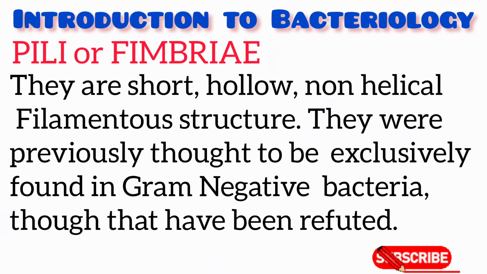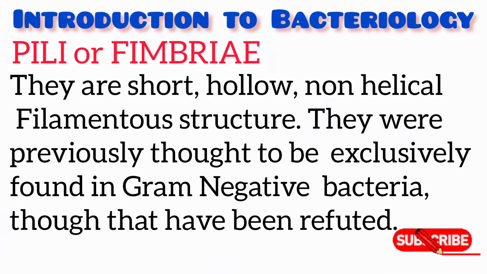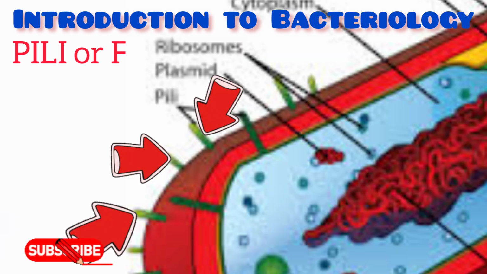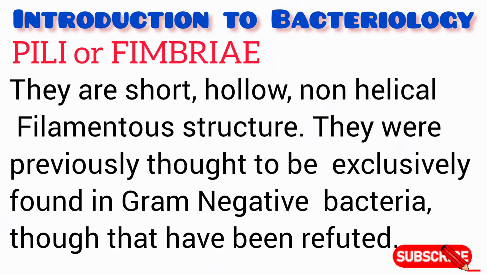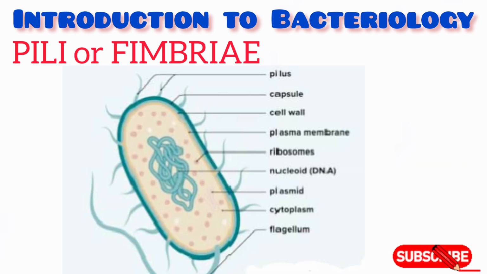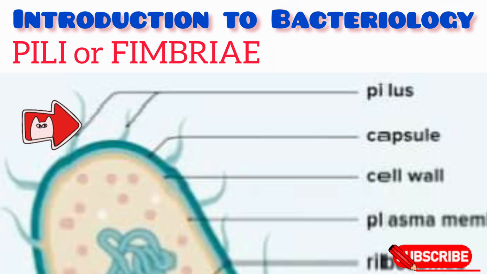The next external structure we are going to discuss is the pili, singular pilus. They are actually short, hollow, non-helical filamentous structures. They were previously thought to be exclusively found in gram-negative bacteria, though that has been refuted. However, the formation of pilus differs in gram-negative bacteria and gram-positive bacteria. Let's take a look at the diagram of the bacteria being displayed on the screen. You can see the label of the pilus being displayed.